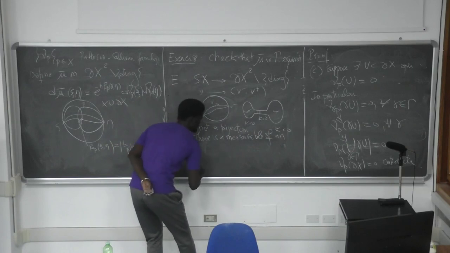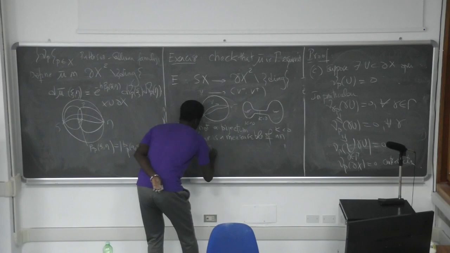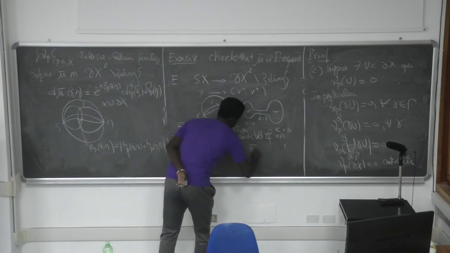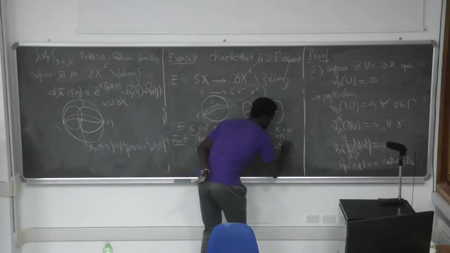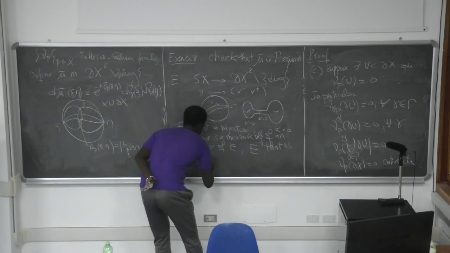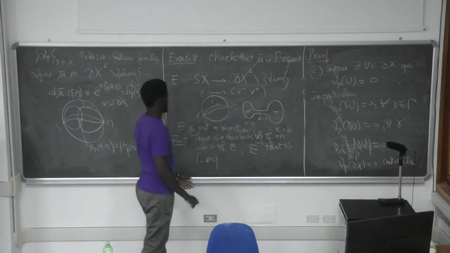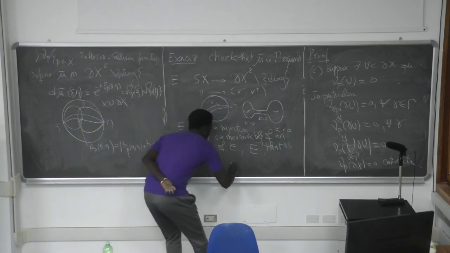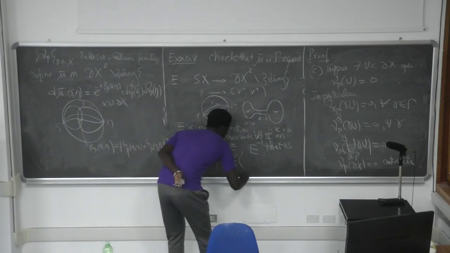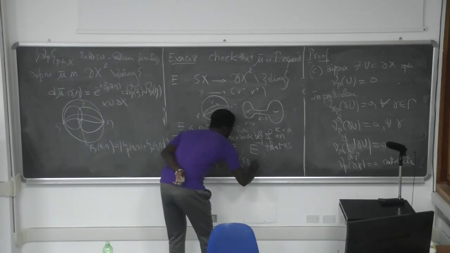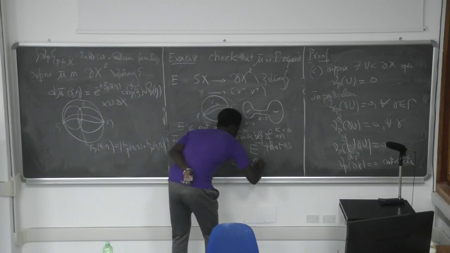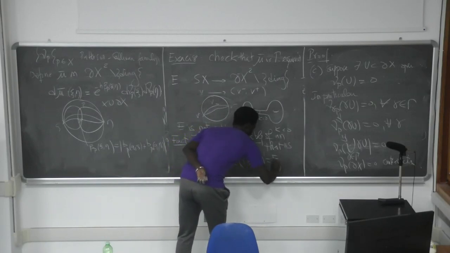There's a measurable choice of an inverse of E. Let's just write it E^(-1). And that is gamma equivalent, in the sense that if you do gamma xi, gamma eta, what you get is gamma applied to E^(-1) of xi, eta.